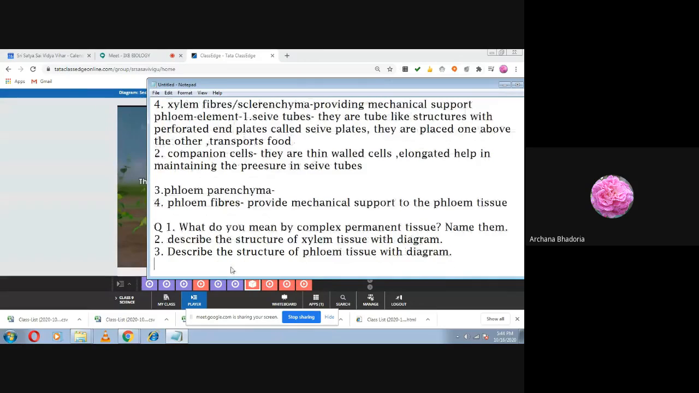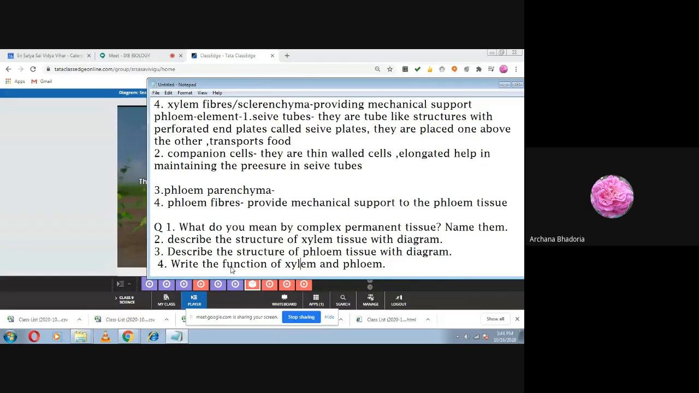Write the function of xylem and phloem tissue. I hope all these questions are very clear to everyone. Yes, ma'am. These all questions will be easily done in the fair notebook.